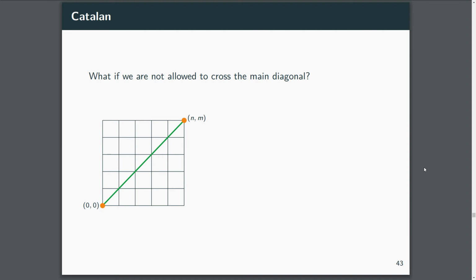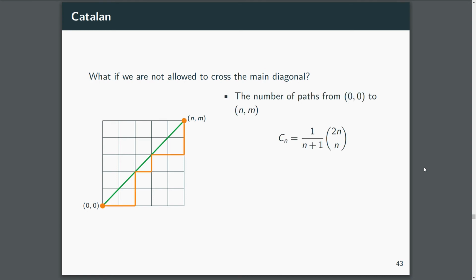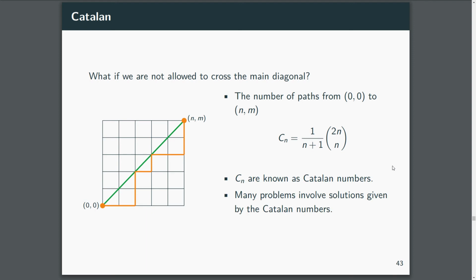So we could have the restriction of not crossing the main diagonal. And this, for example, is a path which does not cross the main diagonal. And the number of ways to achieve this is counted by the Catalan numbers. There are many problems which involve the Catalan numbers in some way.